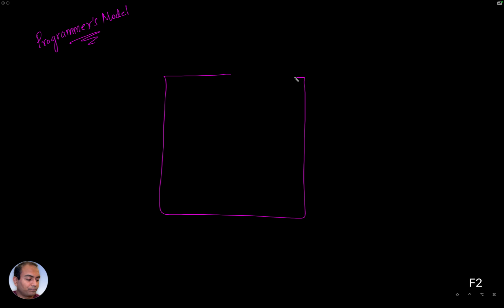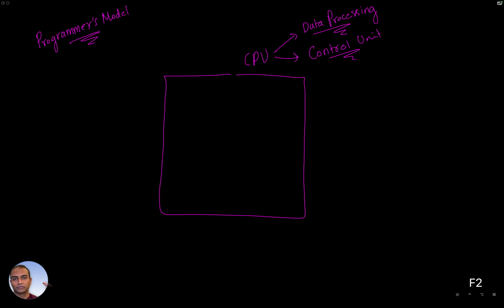Okay, so what all does the programmer's model have? To understand that, we need to understand what a CPU is and what it does. So the CPU will do data processing. That's what it does, right? And to do the data processing, there is going to be a control unit, let's say, or some entity that controls it, right? Okay. So you would have come across terms like ALU, control unit, and so on and so forth.